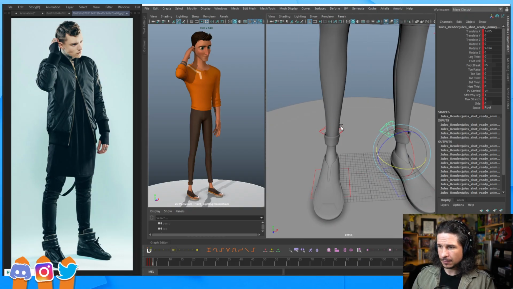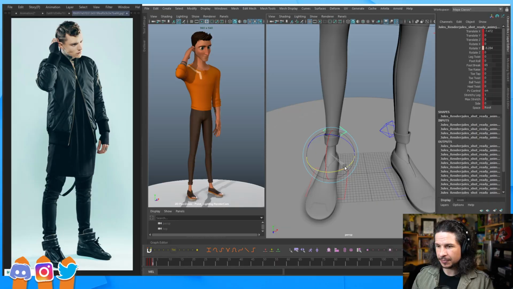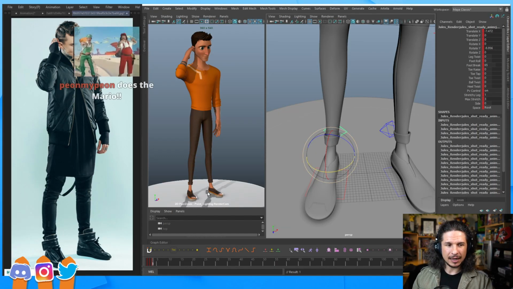So let's just quickly put the feet at a little bit of an angle here. Already, look at how much more.